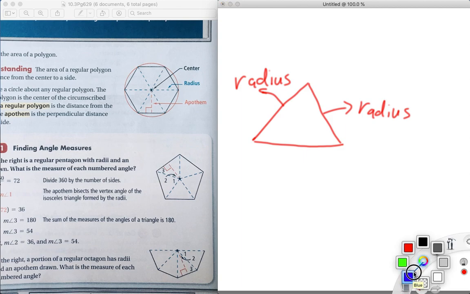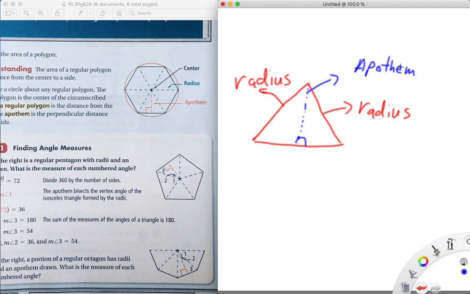Then we have our apothem that comes down the middle and cuts everything in half. And we have a bunch of angles. The first angle is angle 1. So this whole entire thing, I'm going to make it black. So this whole entire thing is angle 1.